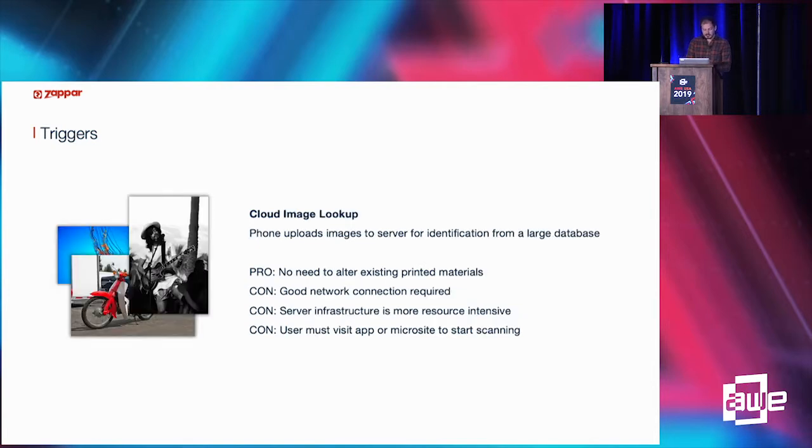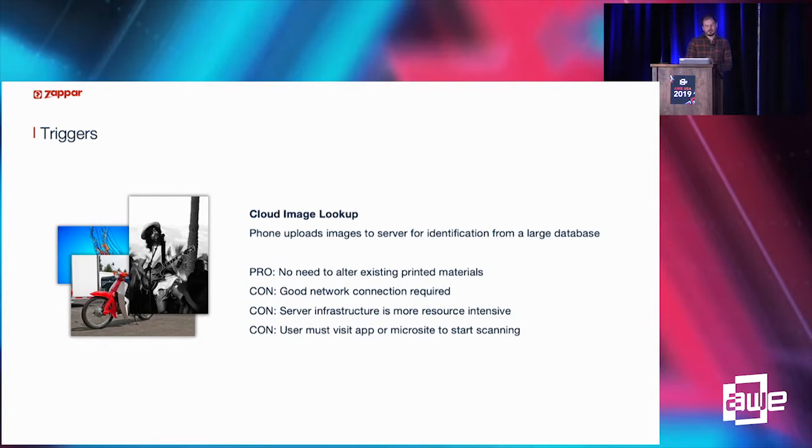And finally, we have cloud image lookup. This is where the phone uploads images to a server for identification from a large database and returns the ID of the content to show. It's great because you don't need to alter existing printed materials to add a code or anything like that. So it's great for things like magazines with lots of pages or large collections like book or DVD covers.